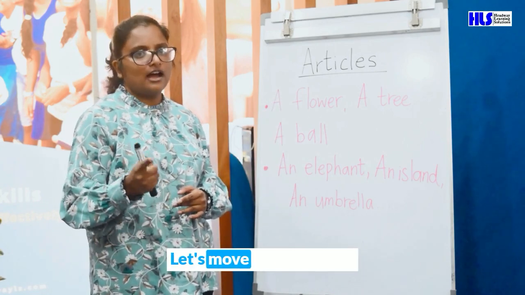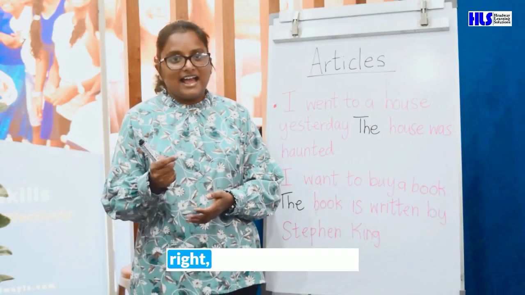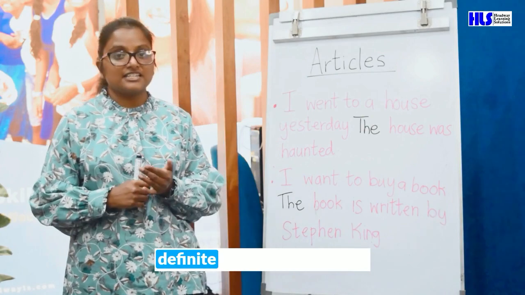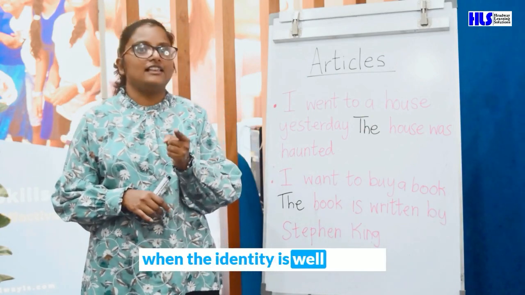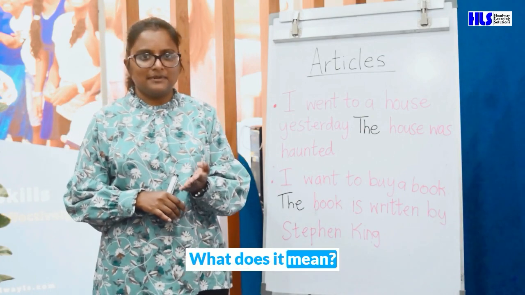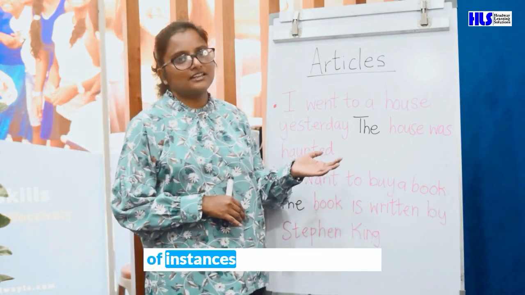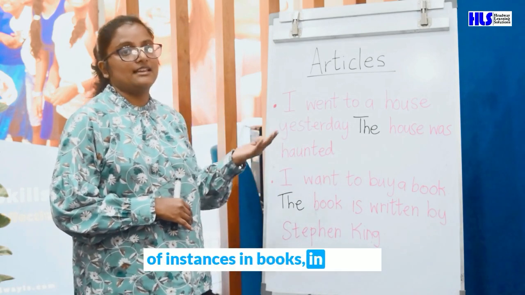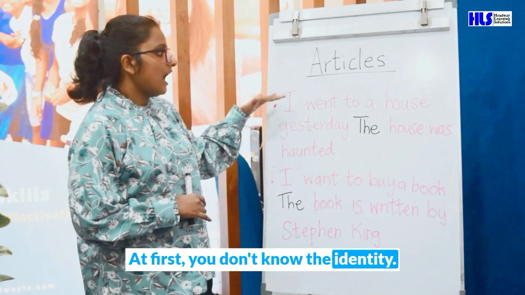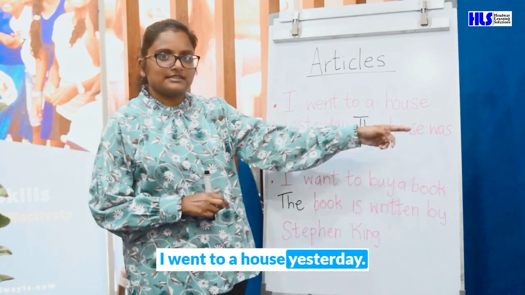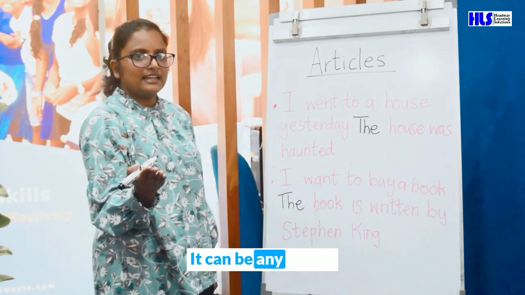Let's move on to how to use the definite article the. As I said before, the definite article the is used when the identity is well known. What does it mean? Let's see. You must have seen these kinds of instances in books, in novels. At first, you don't know the identity. I went to a house yesterday. A house. It can be any house.